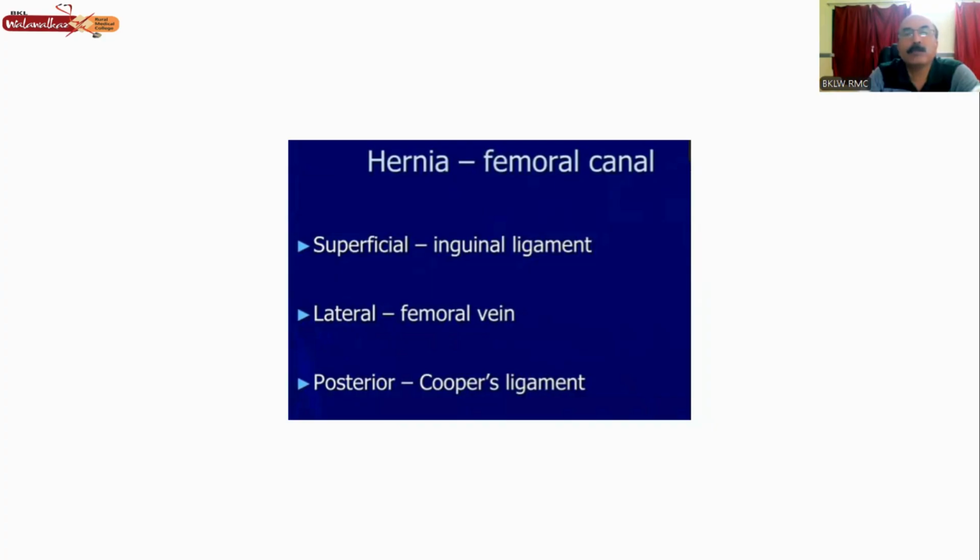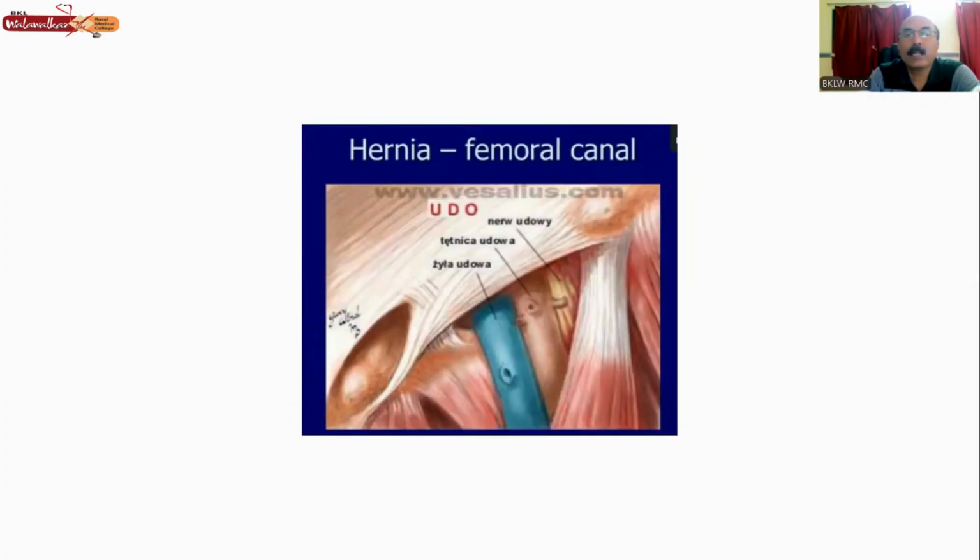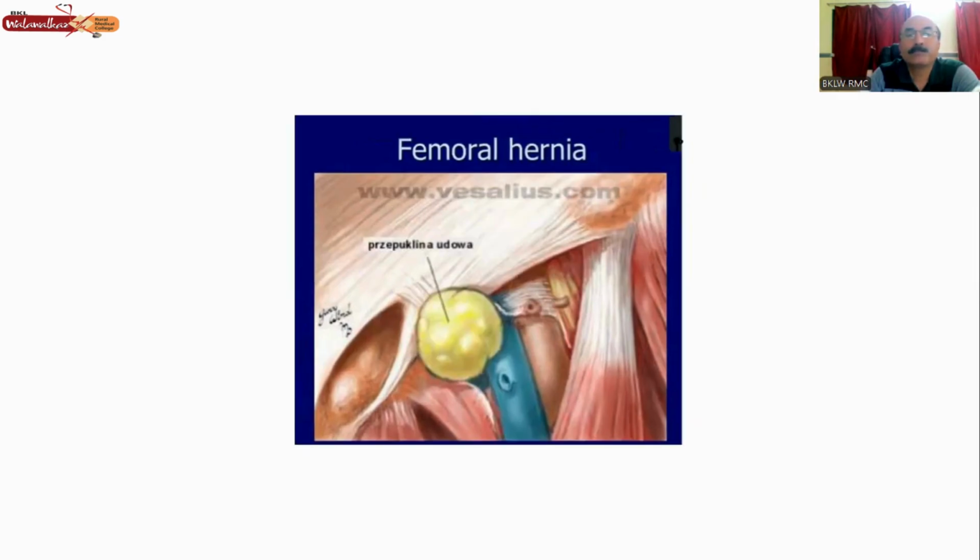Now we come to femoral hernias. Naturally, the name itself suggests that femoral hernias come through the femoral canal. If you see the boundaries, superficially there is the inguinal ligament, laterally the femoral vein, and posteriorly there is Cooper's ligament. So this is a diagram from where you can identify the femoral canal and the potential space from where the femoral hernia develops.